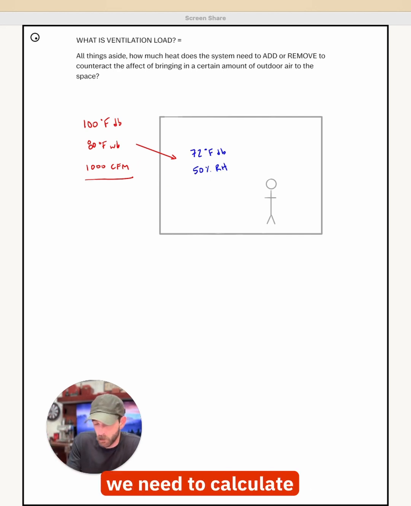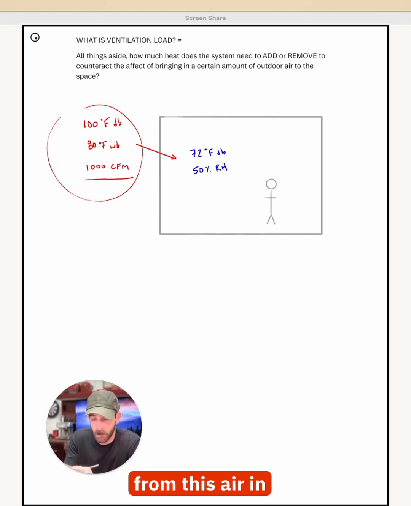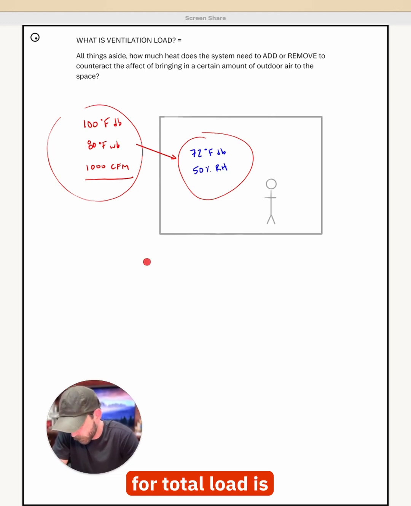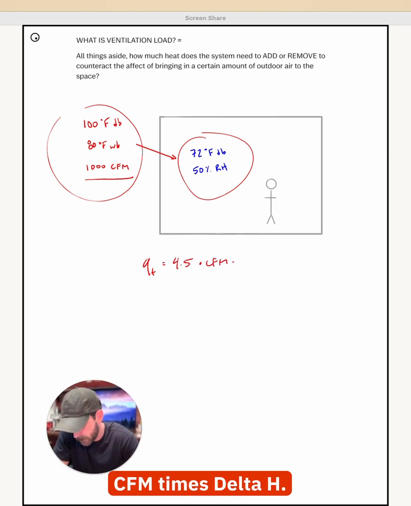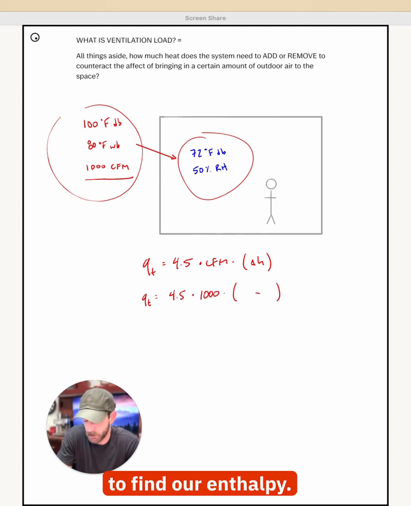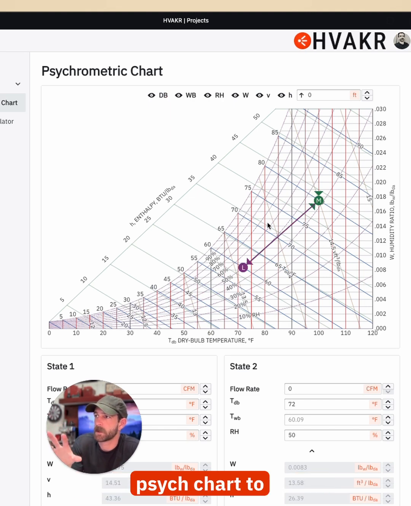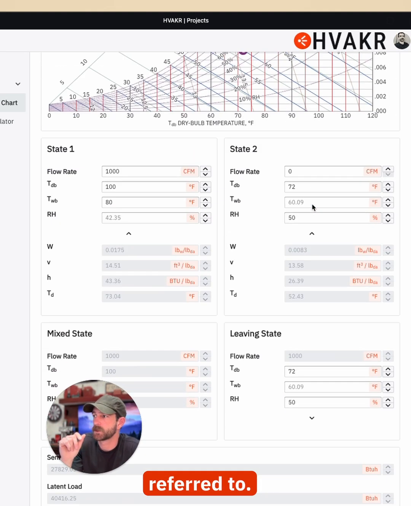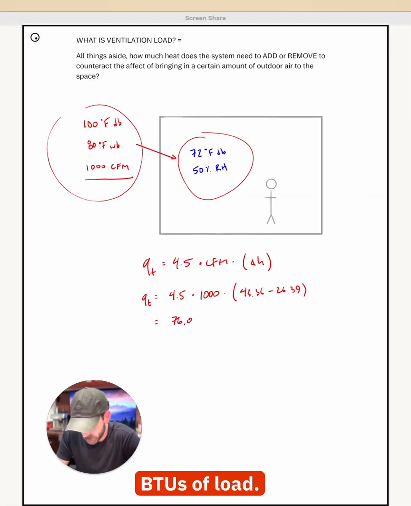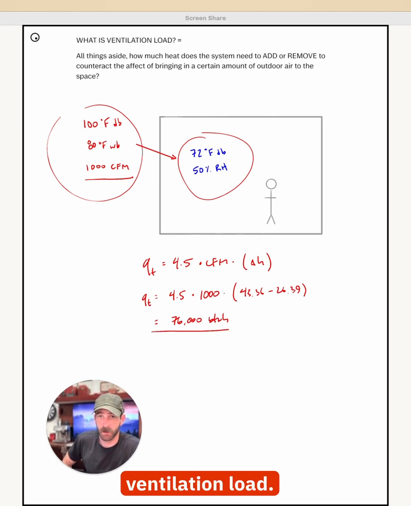So to calculate ventilation load, we need to calculate how much heat we need to remove from this air in order to get it to 72 dry bulb, 50% relative humidity. Let's do that real quick. The simplified formula for total load is 4.5 times CFM times delta H. We know CFM, so let's plot these air states on the psych chart to find our enthalpy. I'll use HVACR's interactive psych chart to do this pretty easily. These are the states that I referred to. State 1, 100 and 80 wet bulb, enthalpy is 43.36. And then indoor state, 72 with 50% relative humidity gets 26.39. So let's get that down. Solving for this, we get about 76,000 BTUs of load. That is our ventilation load. That is what we have to do to this air such that the effect on the space is 0.